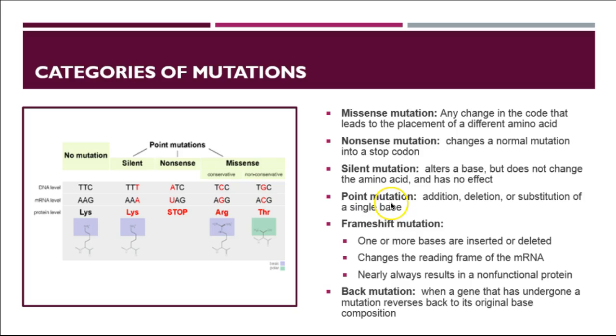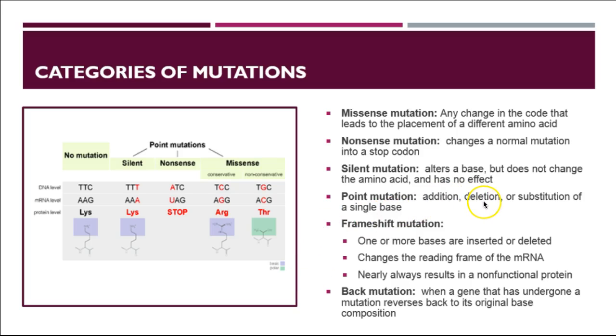A point mutation, like we've sort of pointed out already, is a mutation that changes only a single base within the codon. So it could add a nucleotide, could delete a nucleotide, or could substitute a nucleotide. In all of these examples, these were substitutions. We changed one nucleotide for another.